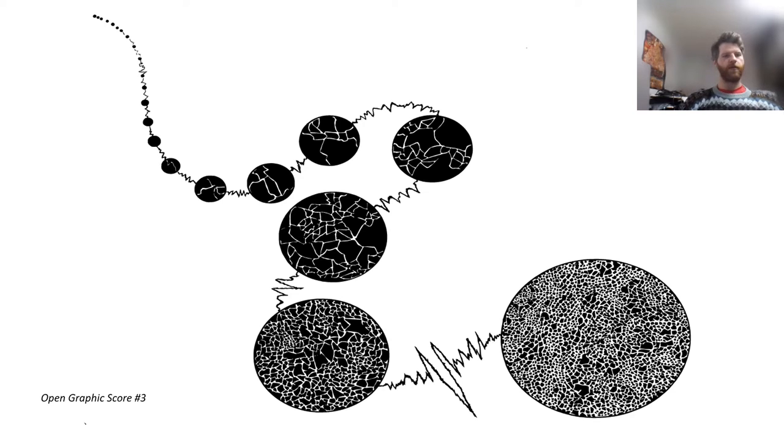I will use my piece Open Graphic Score No. 3 from my Open Graphic Score research project to illustrate my method of phenomenological music analysis. This score was chosen because, although it can produce incredibly complex and ambiguous interpretations, it has also produced multiple interpretations that share a distinct sonic identity, making it ideal for the purposes of this paper.